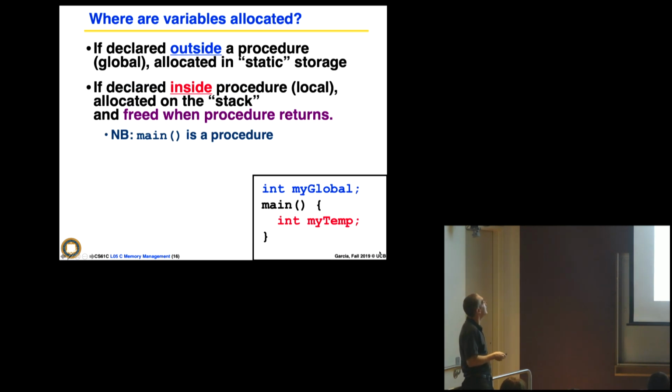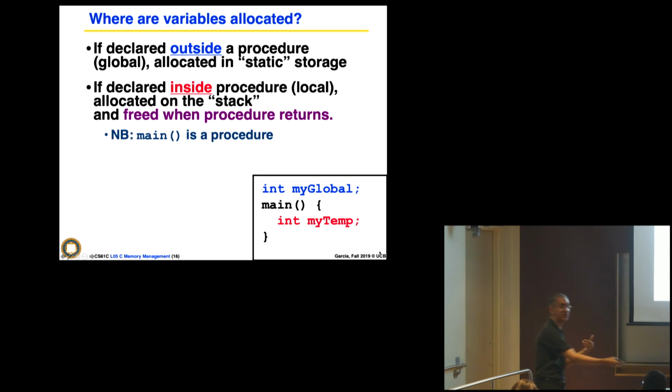All right. Where are they at? This is the question Renee was asking: where is this stuff allocated? We're going to teach you how. Okay, here we go. If it's outside a procedure, global, then it's static. I said that already. If it's inside a procedure, it's local and on the stack, and freed when the procedure returns. I kind of talked about that.